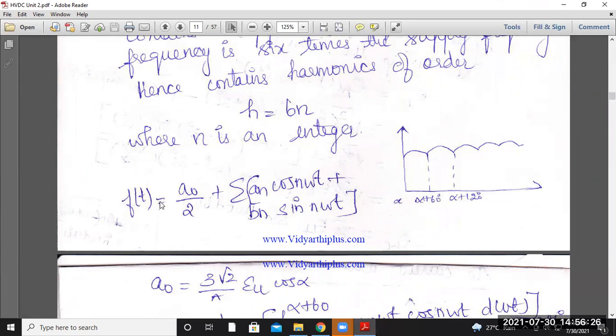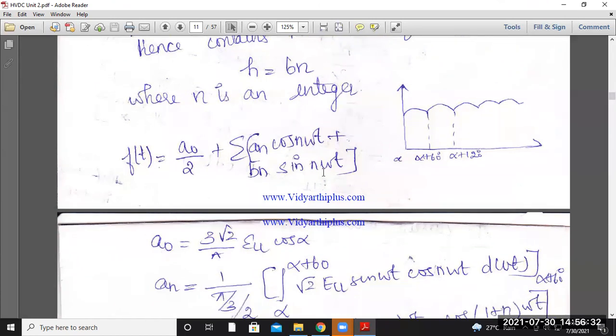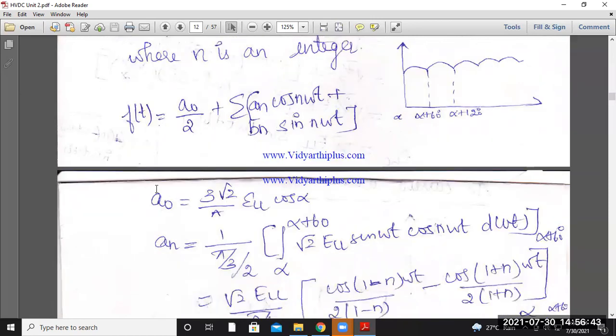So accordingly, f(t) is written as a0 divided by 2 plus summation of an cos n omega t plus bn sin n omega t, just like your Fourier series transformation. You have already seen how the Fourier series transformation works in your HVDC system. So in here you can write a0 as 3 root 2 EL upon pi cos alpha.